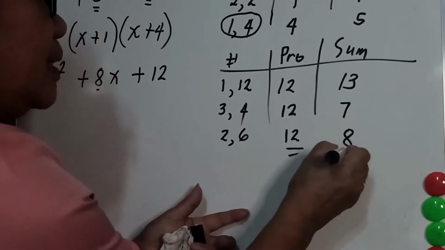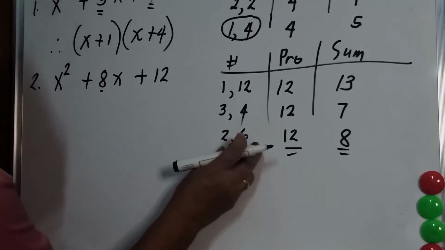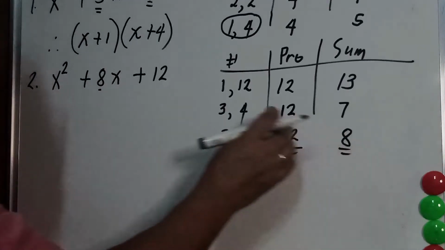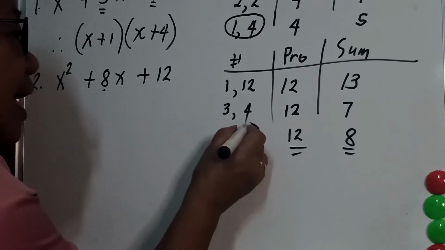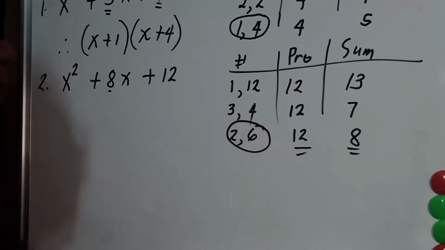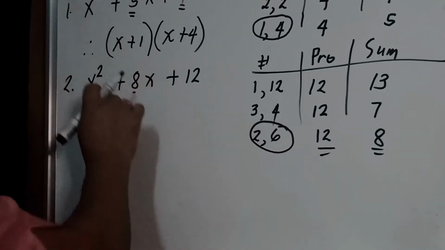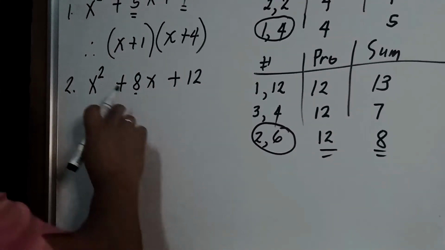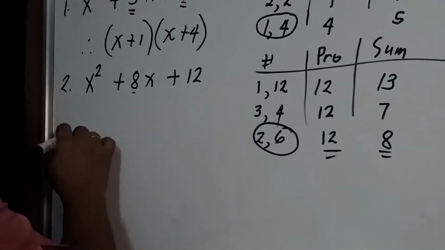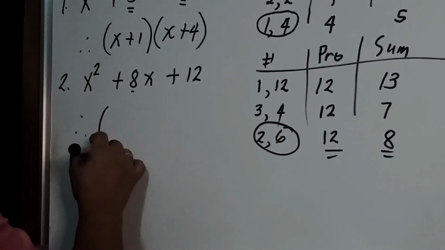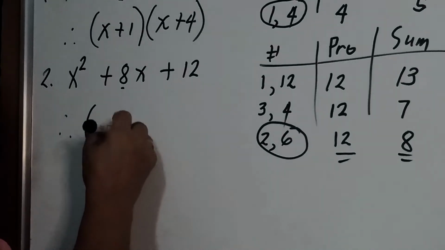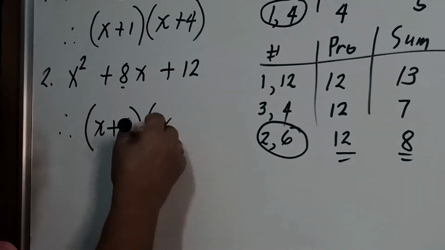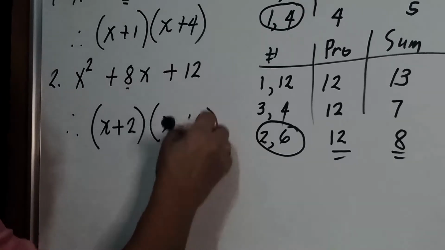Since the sum of this is 8, which is equal to the middle term, let us use this pair of numbers in forming the factors of the given trinomial. Therefore, the factors now are x plus 2 and the quantity x plus 6.